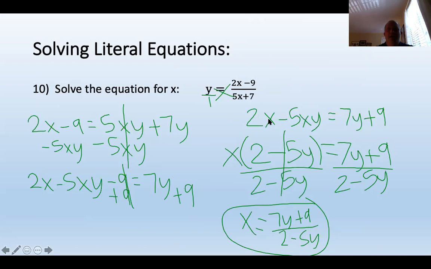But x is the greatest common factor between the two terms. So we can factor out x as a greatest common factor, and what's left over is 2 minus 5y. And since x is multiplied by 2 minus 5y, we can now divide by 2 minus 5y on each side to cancel it out, and we have x by itself. So this ends up being x equals 7y plus 9 over 2 minus 5y as our final result there.